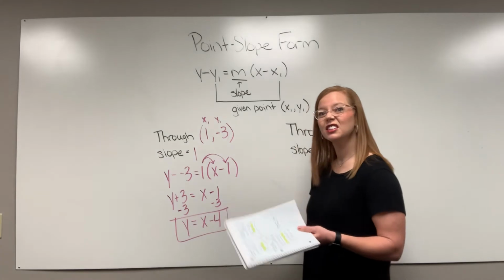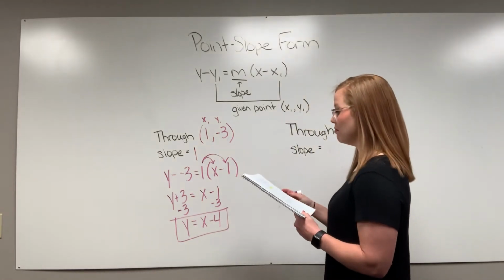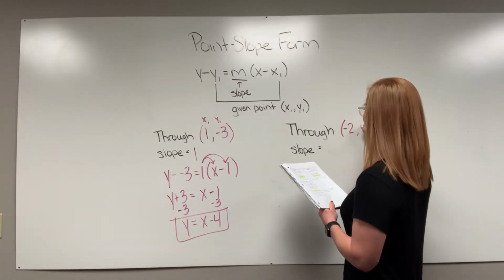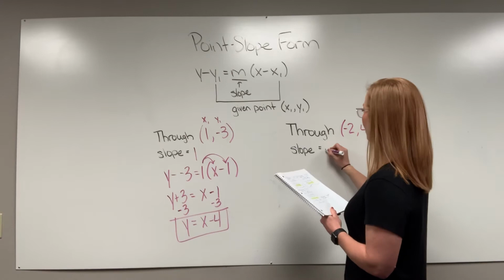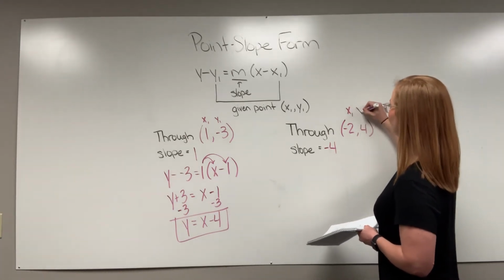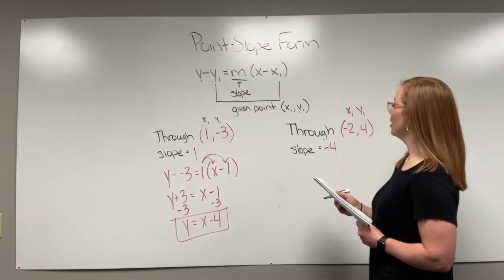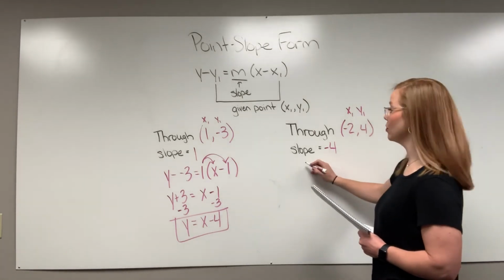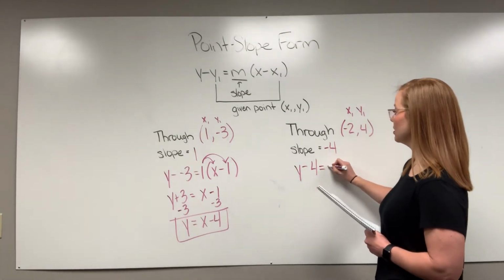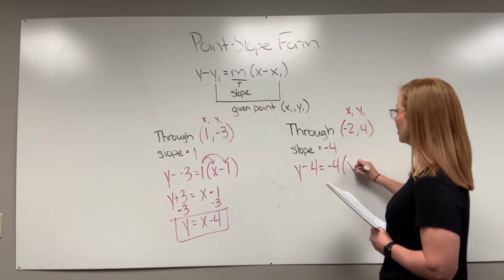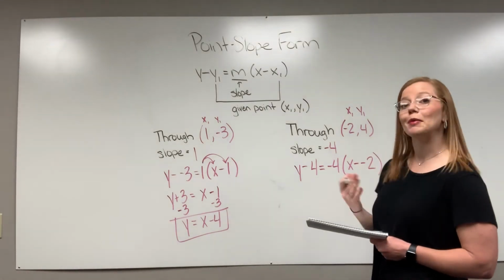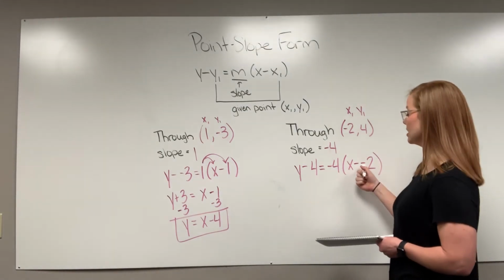Starting to get a little bit easier, starting to get a little bit faster. And let's look at another one. If I'm going through the point (-2, 4), and my slope is -4, label your x1, y1, then plug into your point slope form. Y minus the y that they give you equals your slope times x minus the x that they give you. I'm about to do my distributive property, and I notice this double negative.